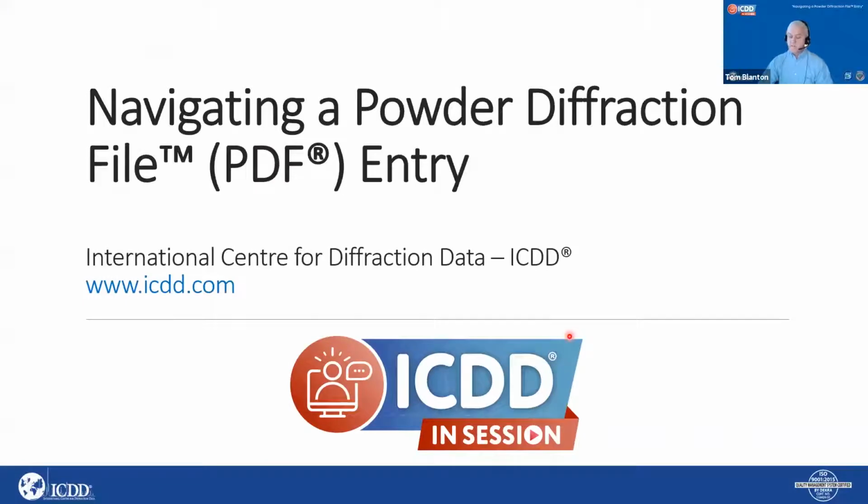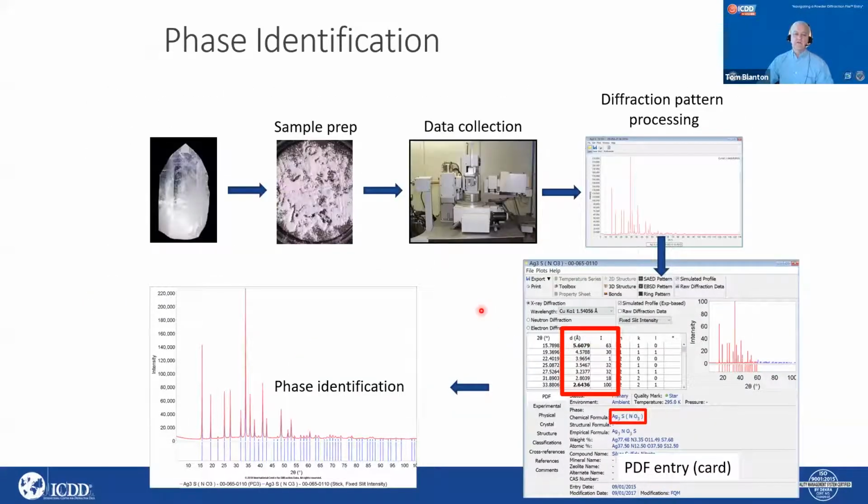So let's begin with talking about powder diffraction, and typically the principal or major application is in fact phase identification. We start with some type of sample. We go through a number of steps for the sample preparation. The sample is placed in a diffractometer and we collect a data set. And the typical data set is a plot of the intensity versus the diffraction angle 2 theta.